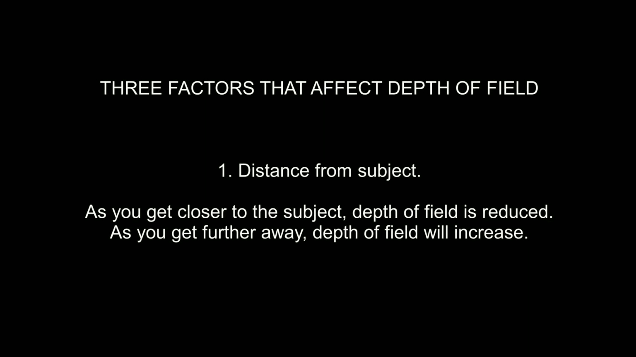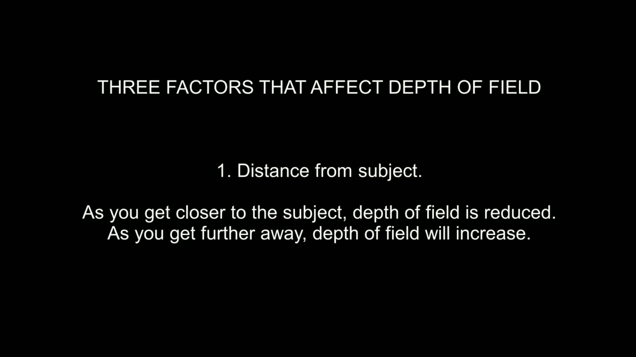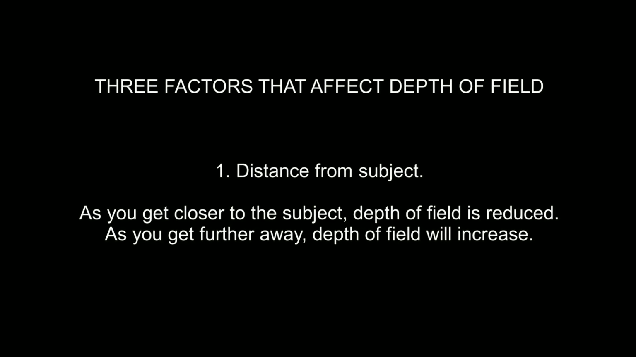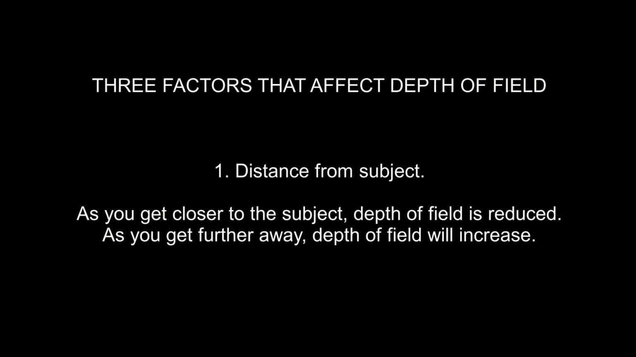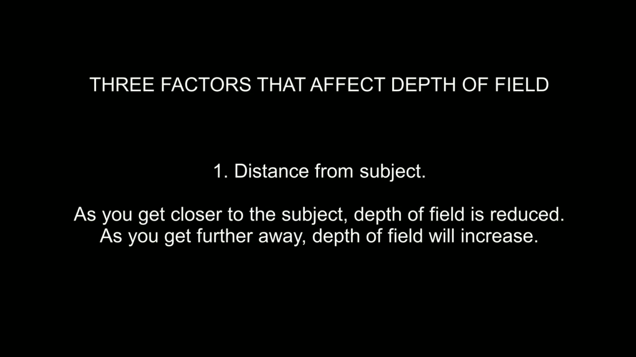Okay, so we're going to look at three factors, and the first two have nothing to do with aperture. Factor number 1, distance from the subject. The closer you get to the subject, the less depth of field you're going to have. And of course the flip side of that is, the further you get from the subject, the more depth of field you're going to have. So simply by walking closer to your subject, the depth of field is reduced. When you get further away, it increases.